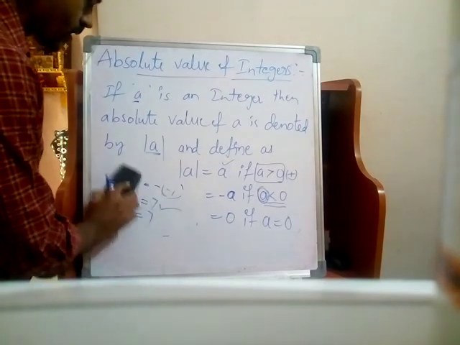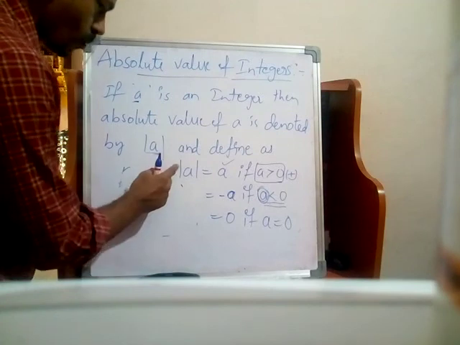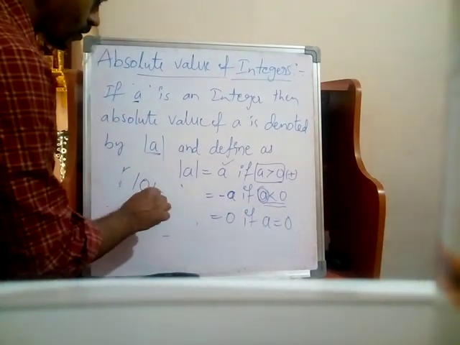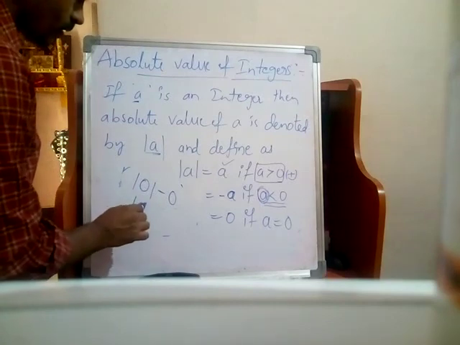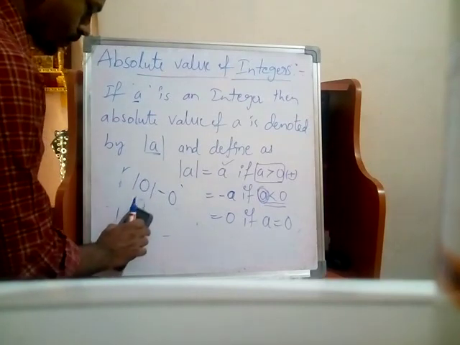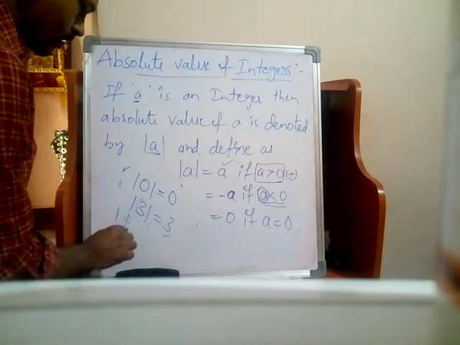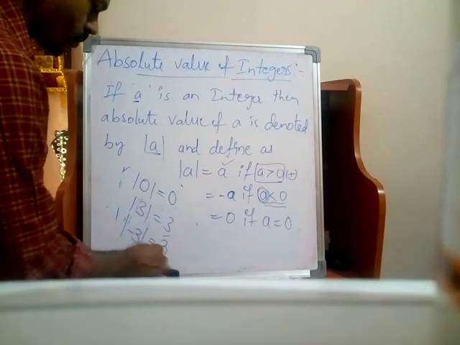Okay. So modulus of 0. Modulus of a is equal to 0 if a is equal to 0. Modulus of 0 is equal to 0. Modulus of 3 is equal to 3. Modulus of minus 3 is equal to plus 3 only.